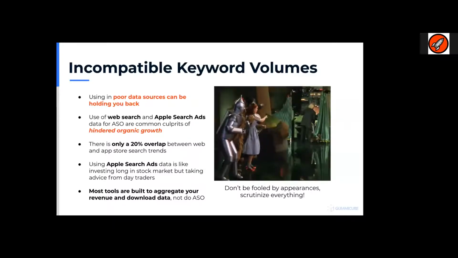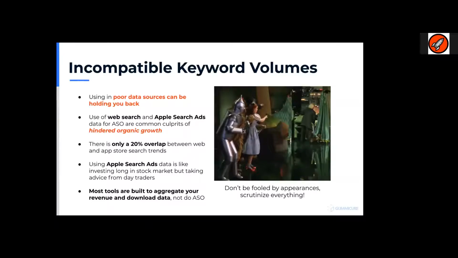A lot of people still talk about looking at web trends to make keyword choices. There's only 20% overlap between web and App Store search trends. That's because the App Store and Play Store are so much like e-commerce engines, whereas in the web world, people are using more information-based search queries to get to where they're going.